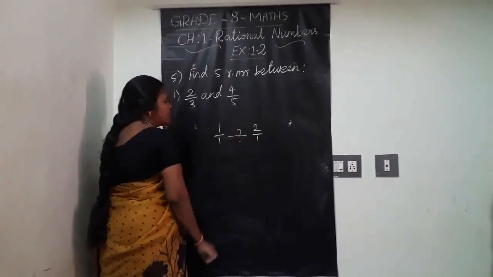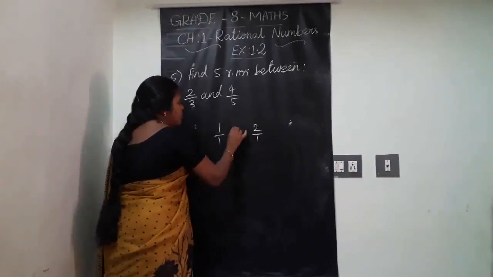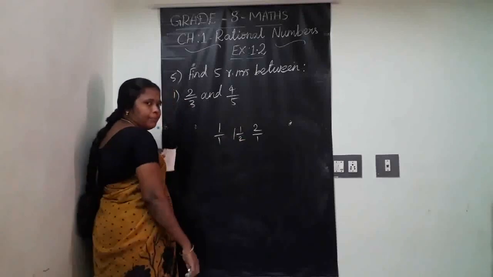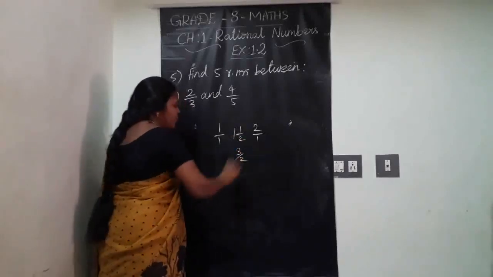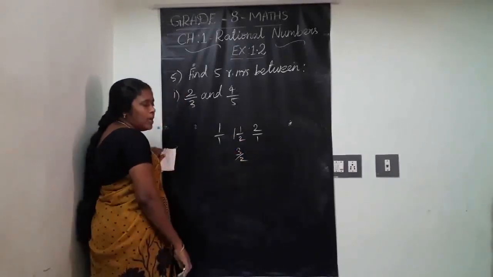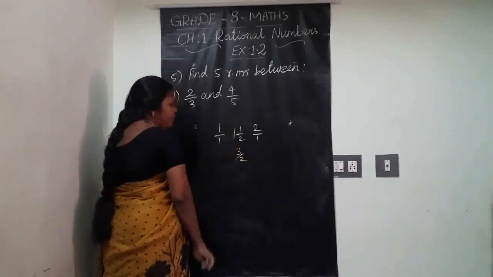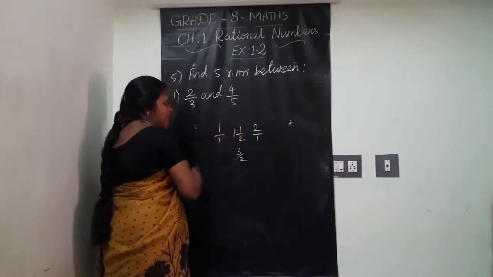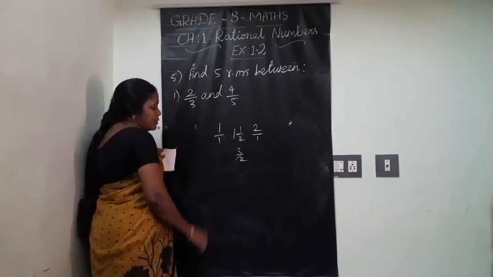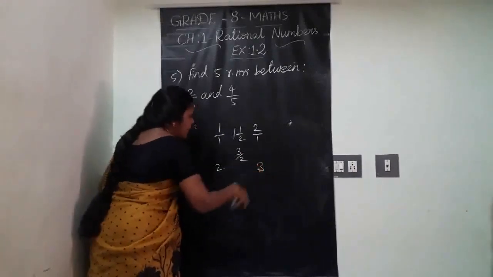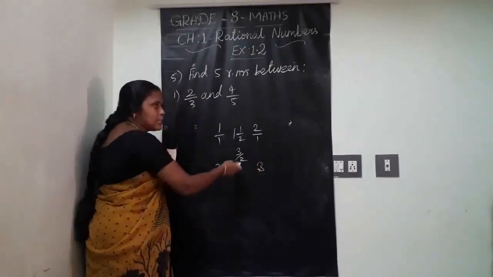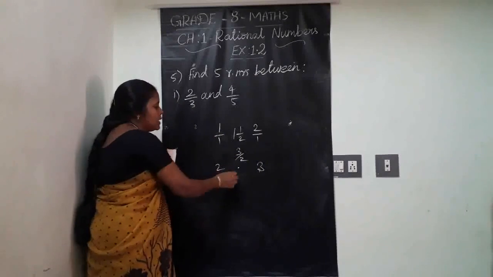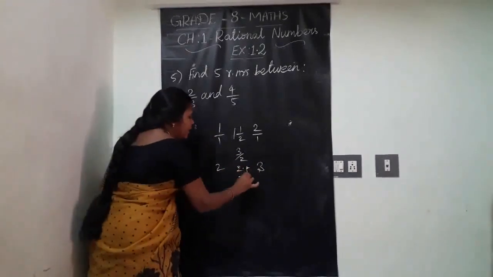Between which rational numbers can you say 1 and a half? Nothing but 3 by 2. This is also a rational number only, no? Actually, what is this 1 and a half? 1 and a half is the middle number of 1 and 2. See, 2 and 3: what is the midpoint? That means the middle value of both, 2.5, nothing but 2 and a half.